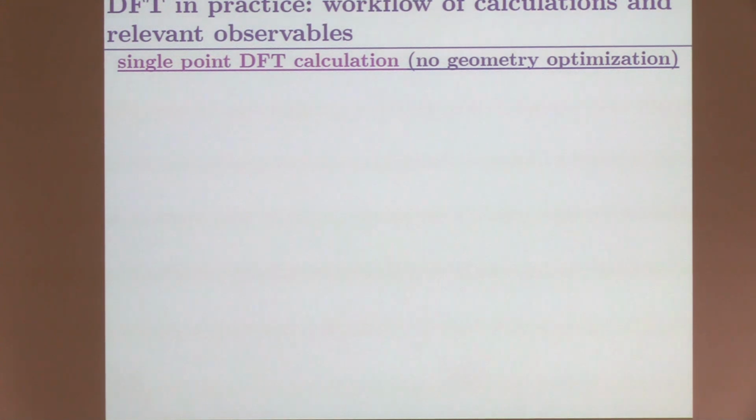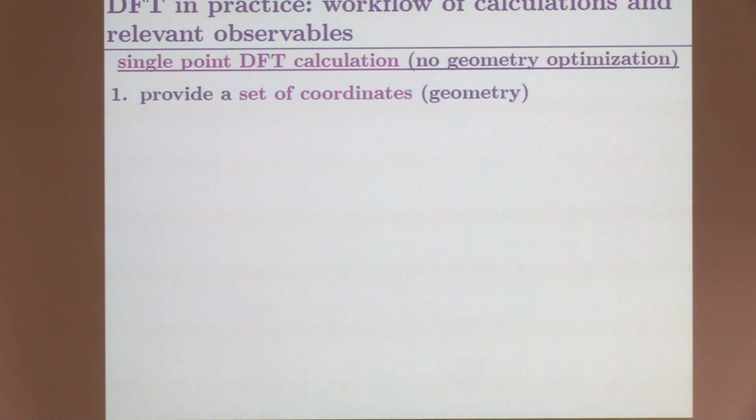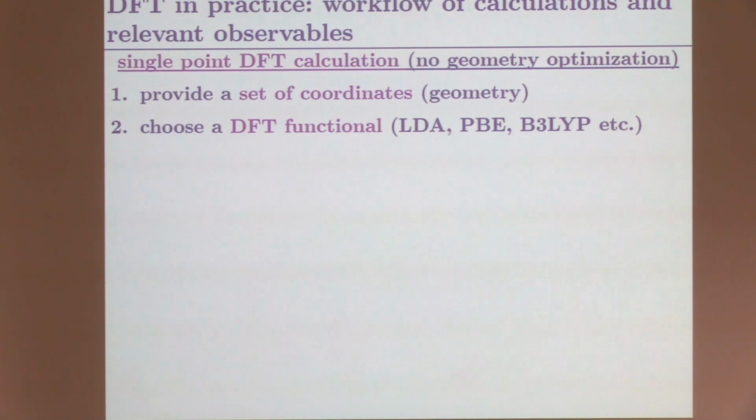All right, so now I have a theoretical scheme for how to write down the equations. How do I do DFT calculations in practice? And to show you how, I present this workflow of actual calculations. So a single point DFT calculation is what we do when we do not optimize the geometry. We just take a geometry and we calculate the properties of the system. How do we do that? Well, first of all, I have to provide a set of coordinates. These are the positions of the atoms in my system, and that gives me the geometry. Once I know that, I choose a certain DFT functional, and I've mentioned LDA and PBE, and B3LYP, probably some of you have heard of it. It's one of the most commonly used hybrid functionals.